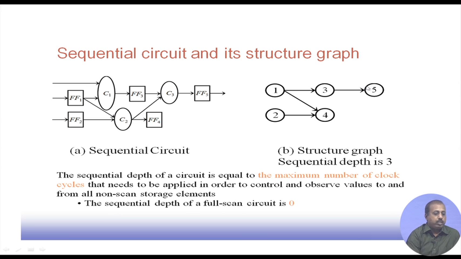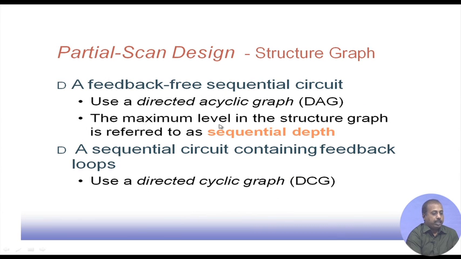If we consider the sequential depth, it is 3 in this case because there are a maximum of 3 levels in this graph. This is a directed acyclic graph. If you levelize, 1 and 2 come at level 1, 3 and 4 come at level 2, and 5 comes at level 3. So, the maximum depth is 3. The maximum level in the structure graph is referred to as the sequential depth.